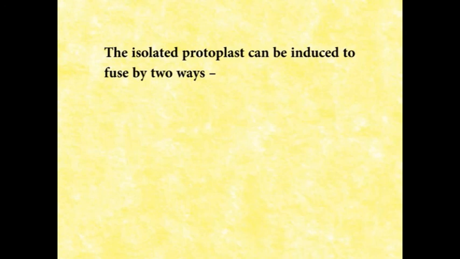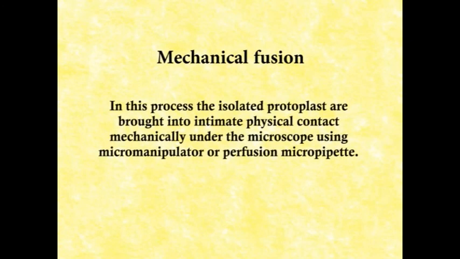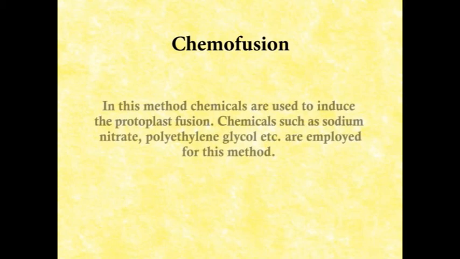So this type of fusion needs fusion-inducing chemicals which reduce the electronegativity of the isolated protoplasts and allow them to fuse with each other. The isolated protoplasts can be induced to fuse in two ways. The first one is mechanical fusion and the second one is chemofusion. First, we'll see mechanical fusion. In this process, the isolated protoplasts are brought into intimate physical contact mechanically under the microscope using a micromanipulator or perfusion micropipette. Then, in the case of chemofusion, chemicals are used to induce the protoplast fusion.